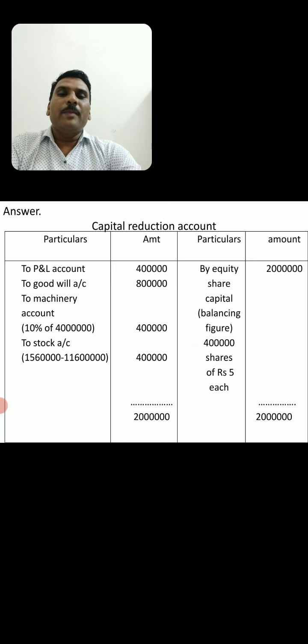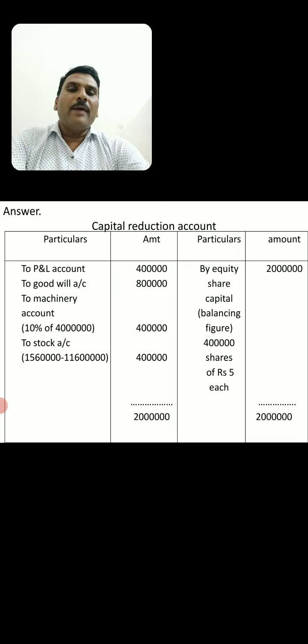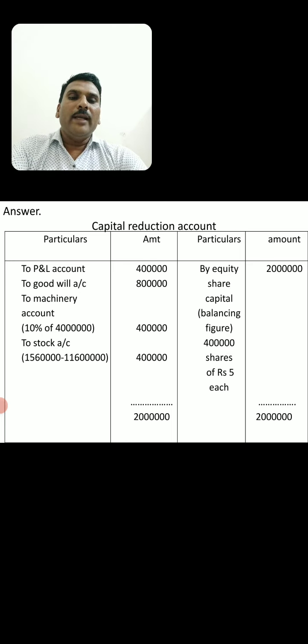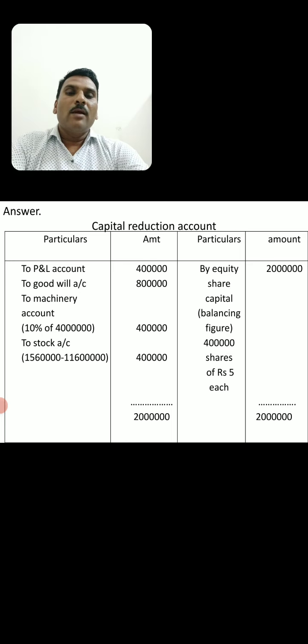So first of all, we will prepare the capital reduction account. Here we can find the total capital reduction amount which was sacrificed by the shareholders and the reserves or any other. Here in the given problem, only the equity shareholders are sacrificing. So equity shareholders are sacrificing rupees 20 lakh. Here 4 lakh equity shares are there, and the face value of the share is reduced to rupees 5 each.